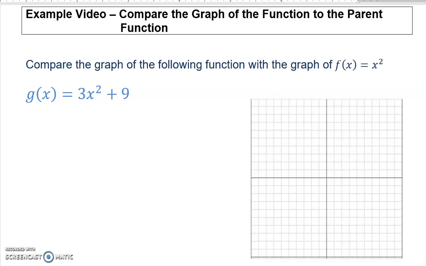Alright, so we're going to compare the graph of the following function, g of x equals 3x squared plus 9, with the graph of our parent function. So first we're going to try by graphing. So I'm going to first find my axis of symmetry.